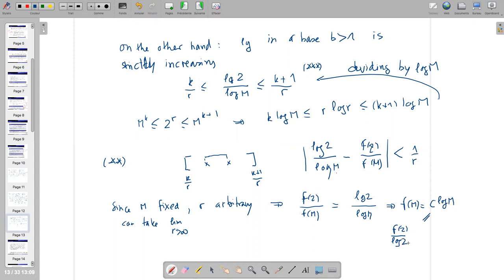Okay. An additional remark, since F of 1 is equal to 0 and F strictly increasing, that means that F2 is bigger than 0. And so that means that C is strictly positive.